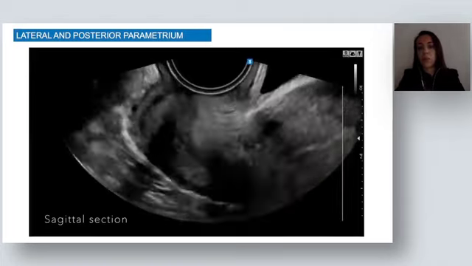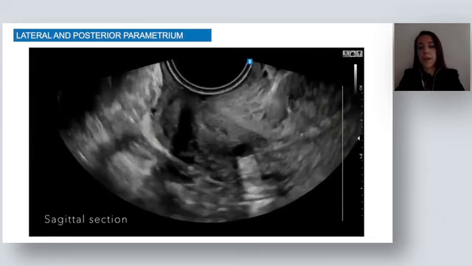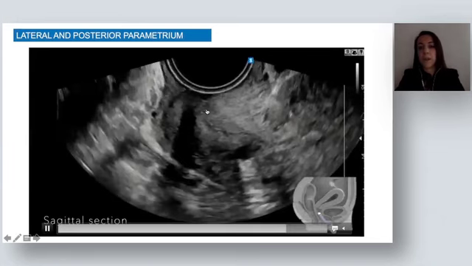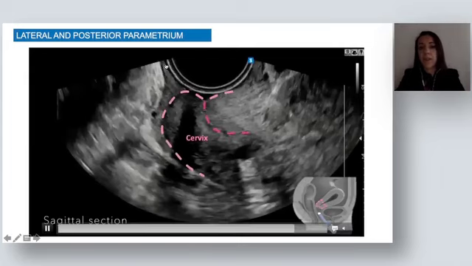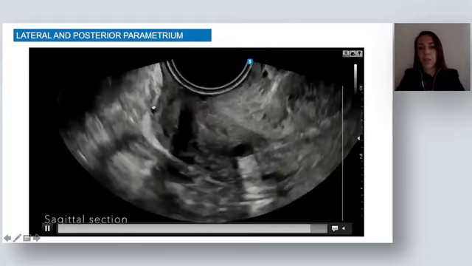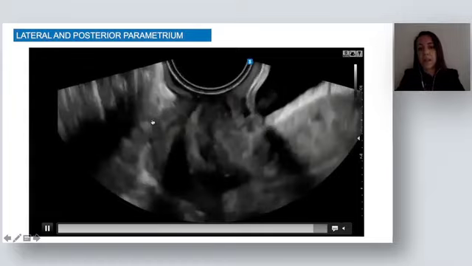So, to conclude the examination, we can assess the posterior septum, the rectovaginal septum. In this longitudinal section, we can see cervix, vaginal wall. This is the rectum, and by pushing the vagina against the rectum, we can assess the rectovaginal septum, that in this case is free.